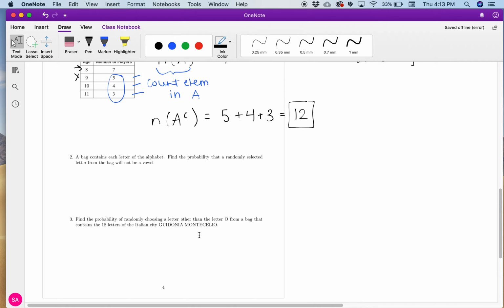Now let's actually do some probability with this. A bag contains each letter of the alphabet. Find the probability that a randomly selected letter from the bag will not be a vowel. So I'm going to call the event that we are looking at E, right? And we're concerned with the probability of choosing a letter that is not a vowel.